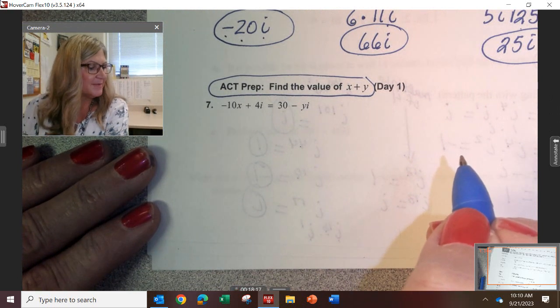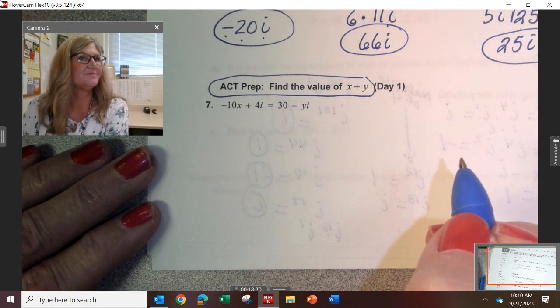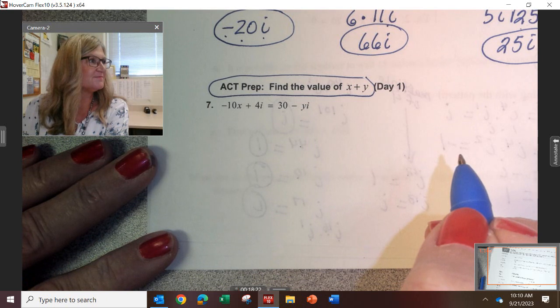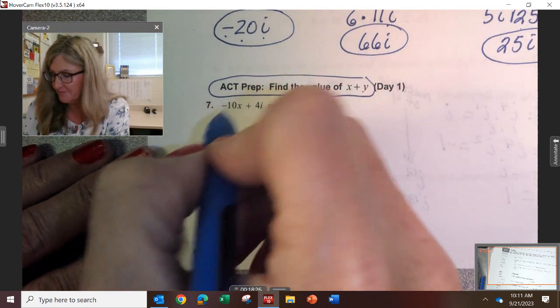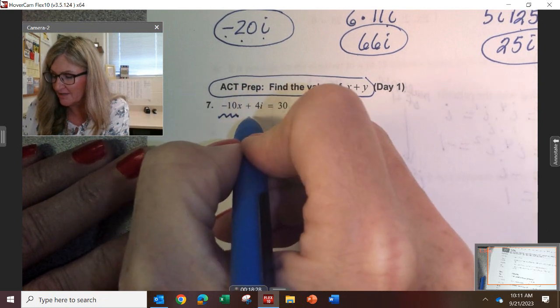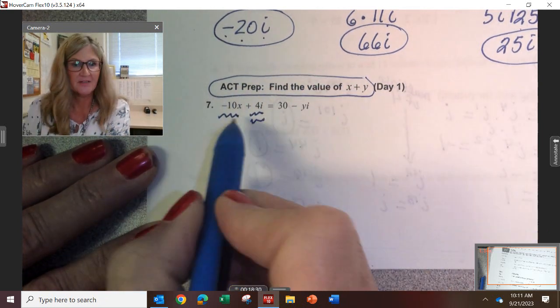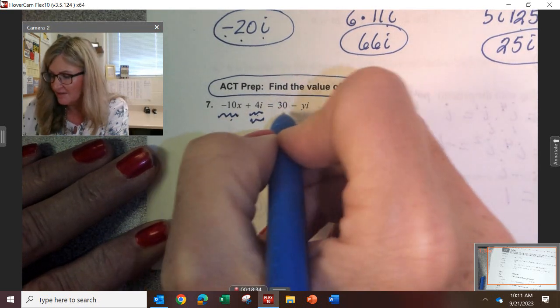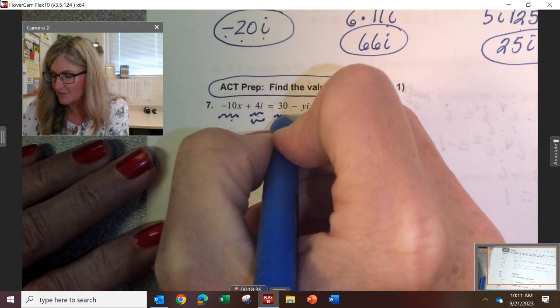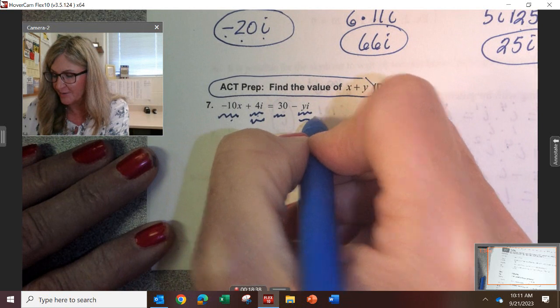Great. Anybody think they know it? Not even sure where to start? Okay. This is a complex number. This is a real part, and this is an imaginary part. This does not have an i in it, and this does. This is a complex number. This is the real part, and this is the imaginary part.